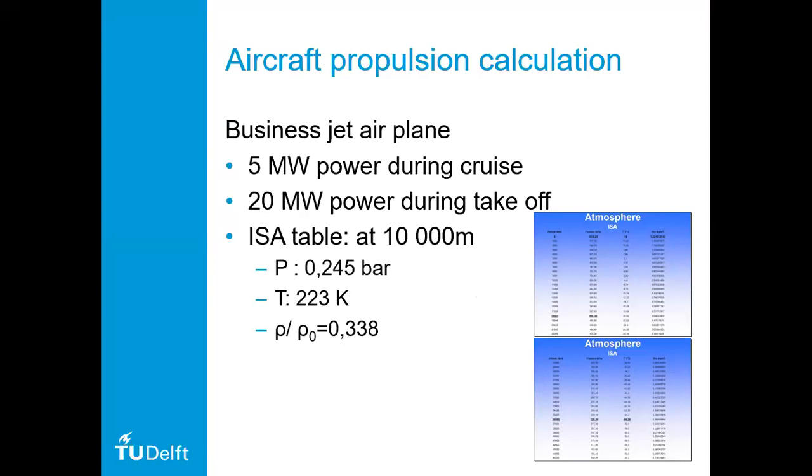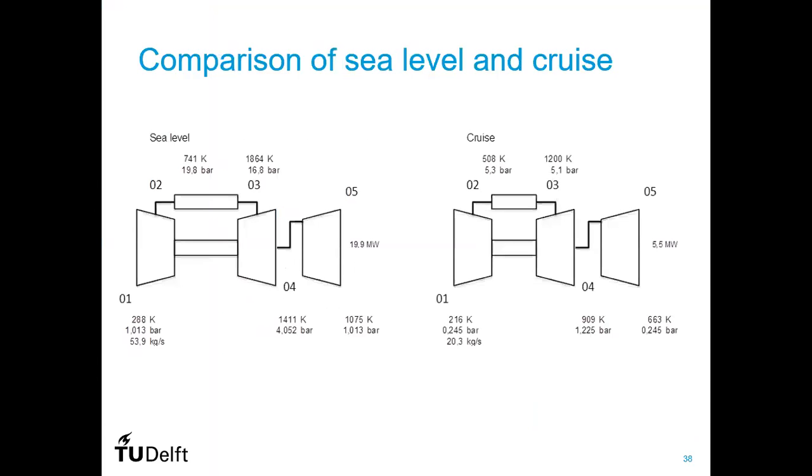Now, let's make some calculations. These are the complex calculations I just showed you, but we have some ideas. Normally, you have ISA tables where the typical numbers are put in. The typical number here is for a business jet airplane, but typically for an airplane, the power required for takeoff is about 4 times higher than during cruise. So if we look a little bit deeper into the system, how would you operate such a system at sea level and at cruise level?